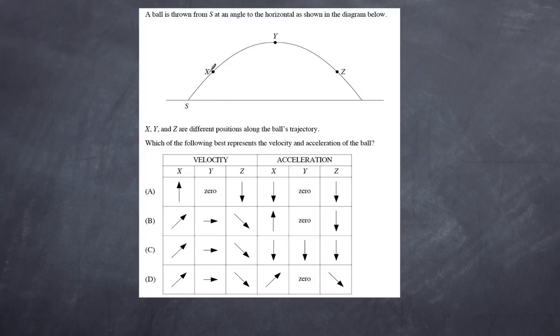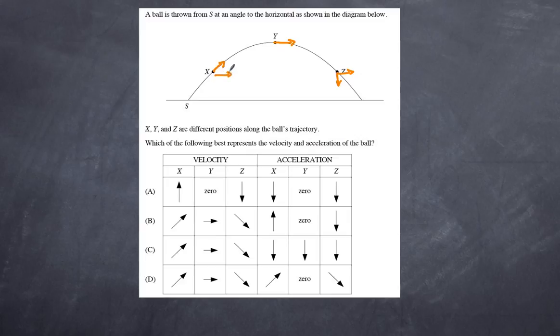Generally though, the actual trajectory is the direction of the velocity at any given instant. So the velocity is going in that direction. It's a combination of the horizontal and vertical. At the top of the trajectory, it's going horizontal. There's no vertical velocity whatsoever. And of course, at Z, we have both vertical downward velocity and horizontal velocity.